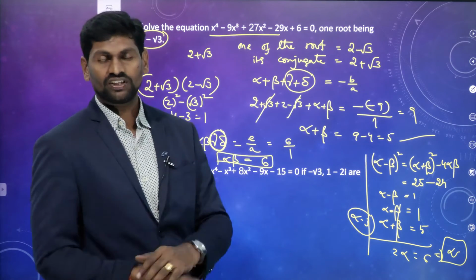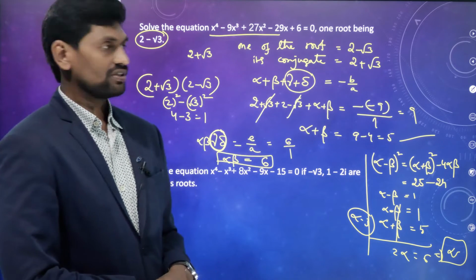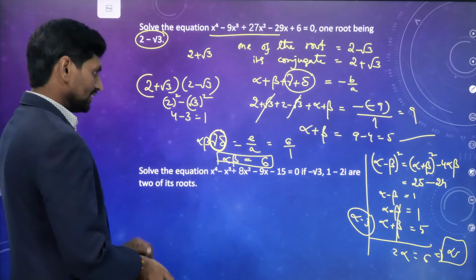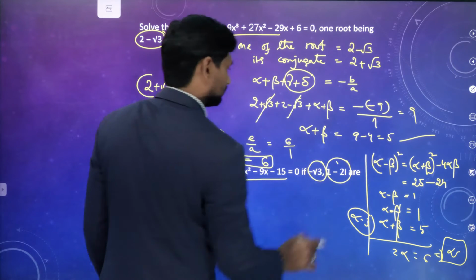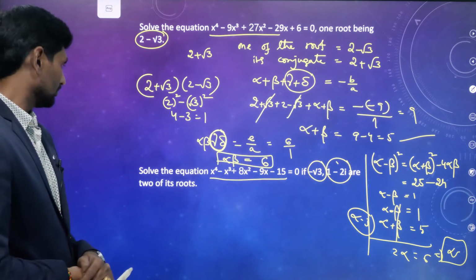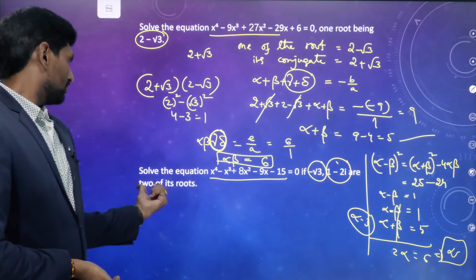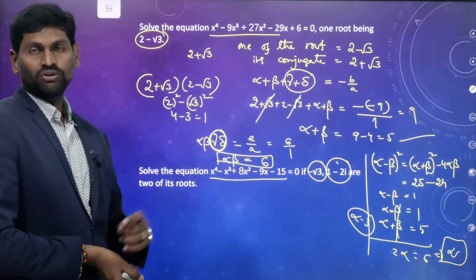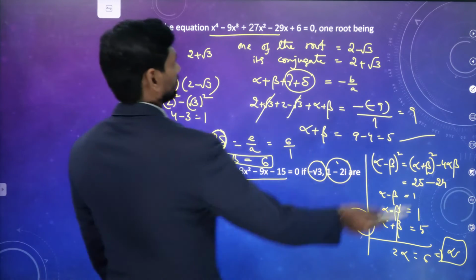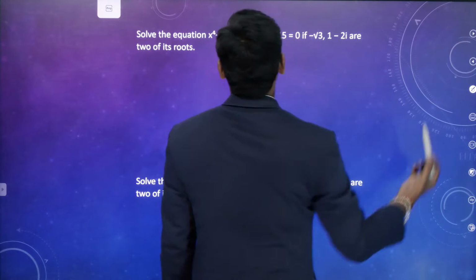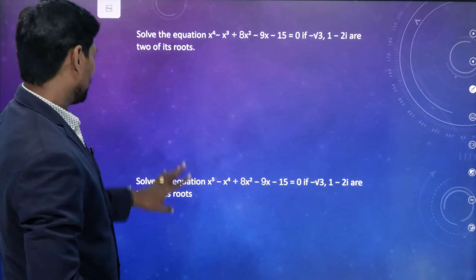Like that we can identify the remaining 2 roots, solutions. Now solve this equation, same like this. Two of its roots are given, remaining we need to find. Same process. You try this one, okay? Yeah, this is the same problem.